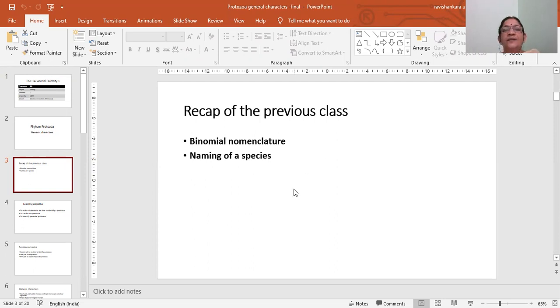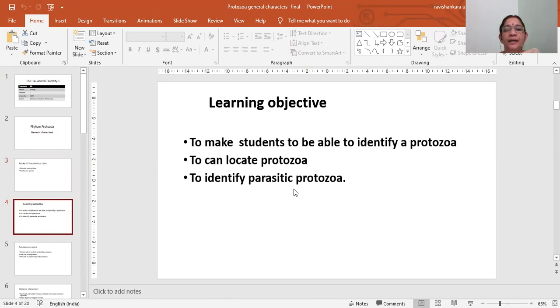In this session, we will see how the classification tools are applied and how protozoa are studied by generalizing certain features. You will be able to identify a protozoan. The objective of this study is to make students able to identify a protozoa, and to distinguish a protozoa from another animal. What are the common characteristic features or generalized properties an individual should follow to become a protozoa?